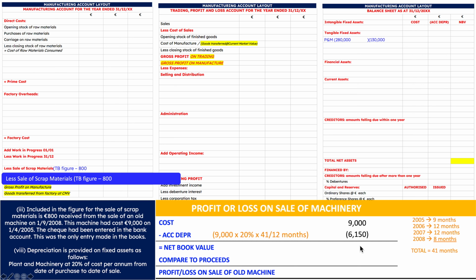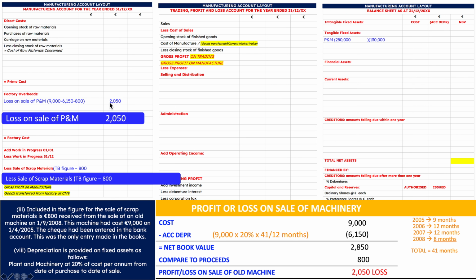So the net book value then there is €2,850. If we compare that to the proceeds of €800, we have a loss of €2,050, which we'll put into factory overheads. So loss on sale of plant and machinery, we have 2,050 there. So 9,000 cost minus 6,150 accumulated depreciation minus the proceeds 800, 2,050.